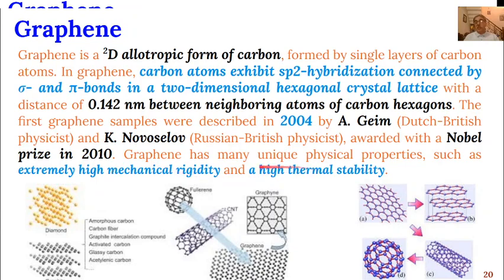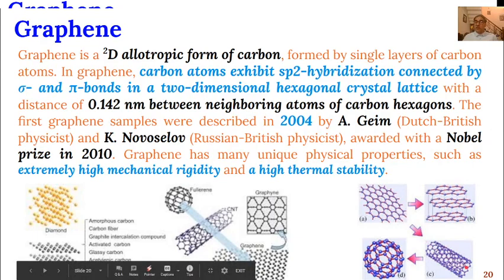And similar to other nanomaterials, graphene also has unique physical properties such as extremely high mechanical rigidity and high thermal stability. Because of these two unique properties, it finds applications in many fields. Then graphene, as I have told you, can be rolled into carbon nanotubes, and carbon nanotubes can be converted into fullerenes.